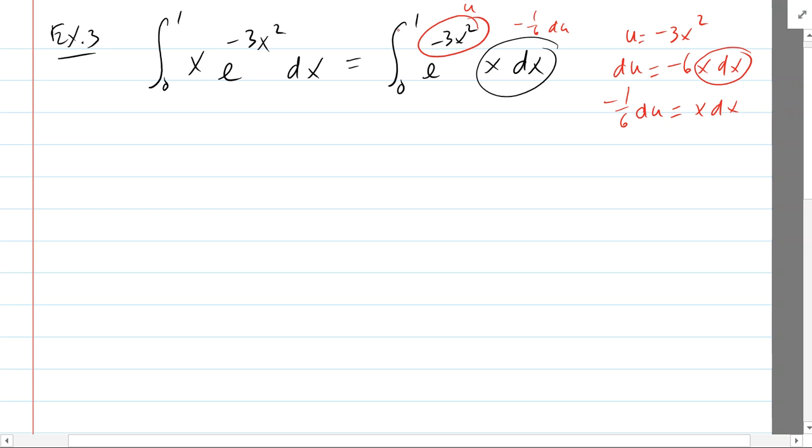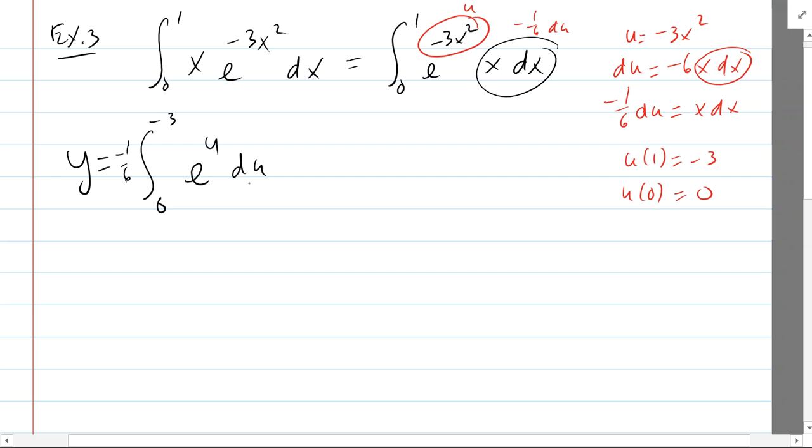Do I need to change my limits of integration to make my life easier? Yes, you should. So u of 1 is just negative 3. U of 0 is just 0. So what am I going to get? I'm going to get y equals the integral from 0 to negative 3 of e to the u. I'm going to take the negative 1/6, put it out in front, and put a du. What's the integral of e to the u du? E to the u.